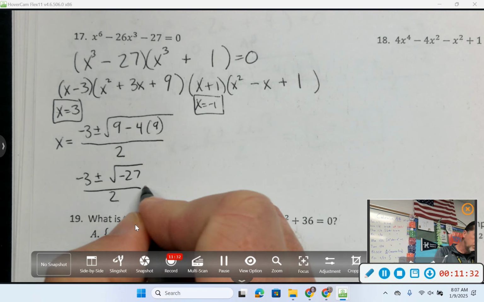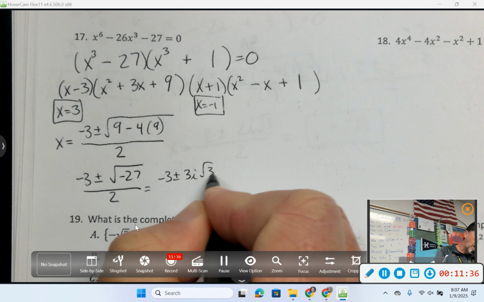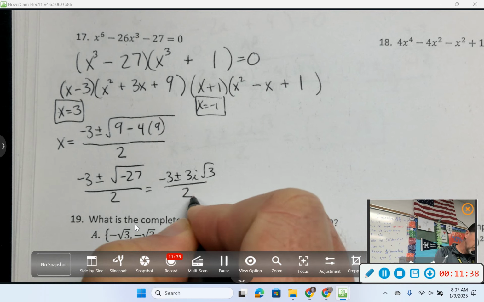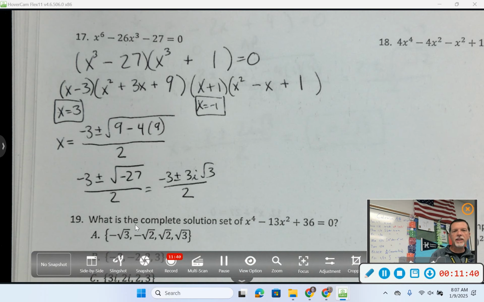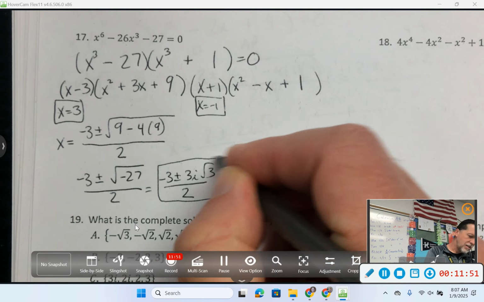All over 2, negative 3 plus or minus 3i root 3 over 2. And I don't think anything can... I think we should box that. Yeah, there's nothing that will simplify there. It's a bunch of 3's in the top and 2 in the bottom, so as good as that gets.